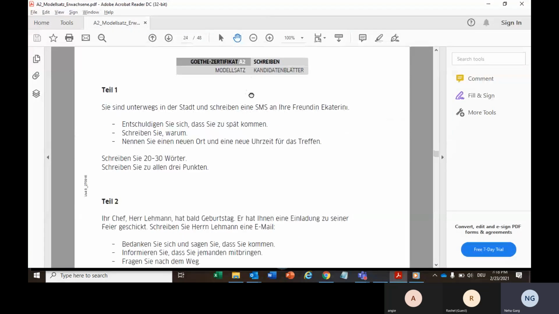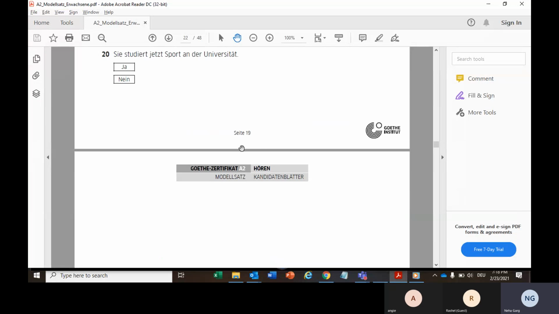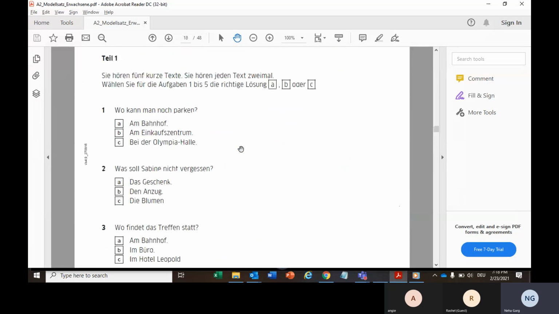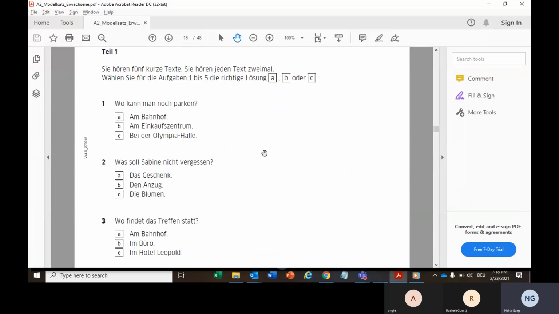Teil 1. Sie hören 5 kurze Texte. Sie hören jeden Text zweimal. Wählen Sie für die Aufgaben 1 bis 5 die richtige Lösung A, B oder C. Lesen Sie jetzt Aufgabe 1.